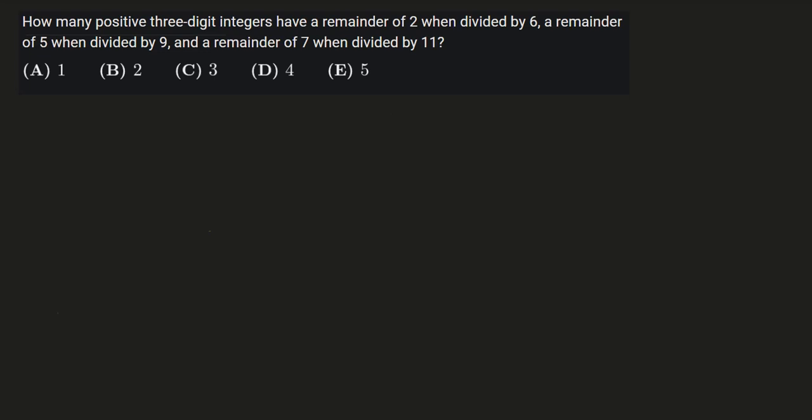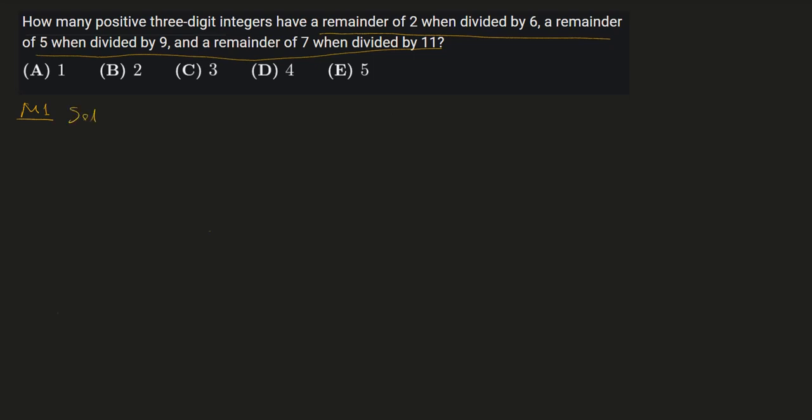Okay, let's start with the first method. Let's call that method 1. In this method, we will use equations to interpret these conditions specified for this integer. And then we will find the solutions by analyzing these equations. Okay, let's start it.